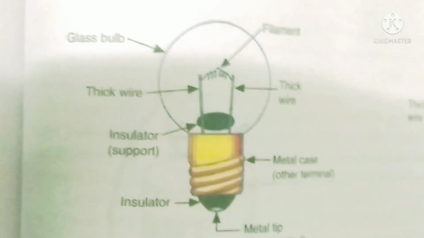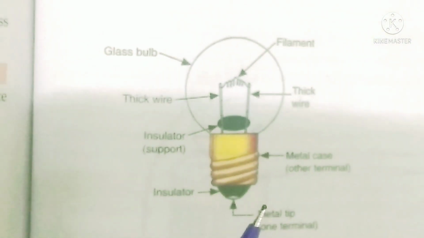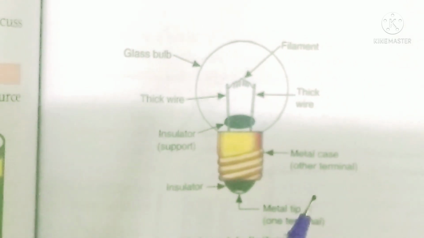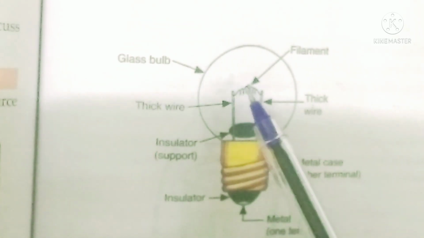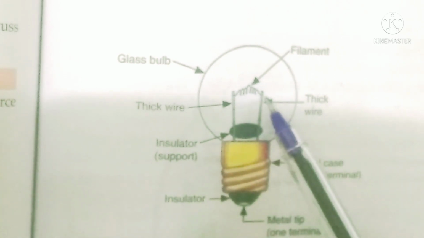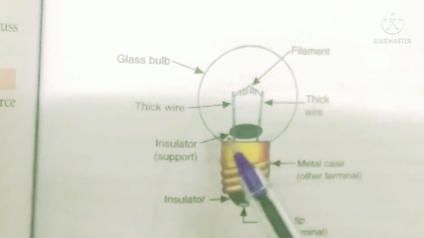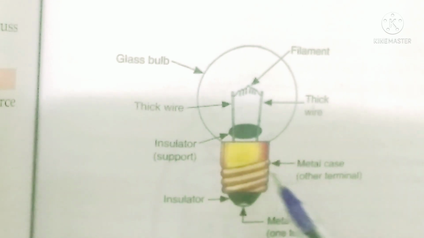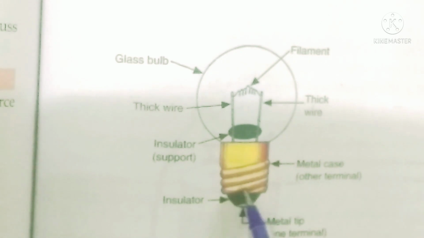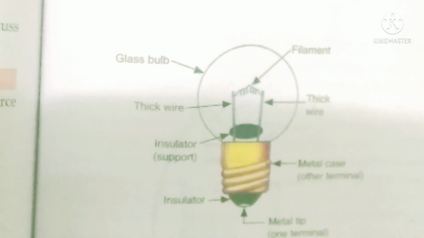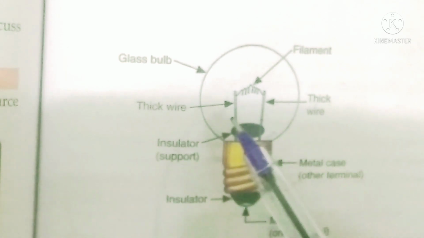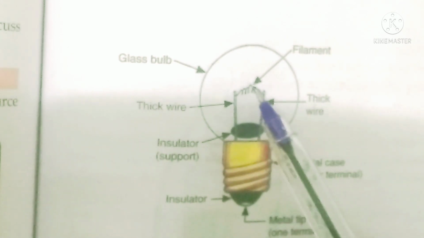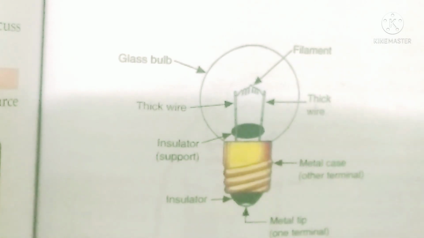Now here if you see the picture, this is the glass container, which is called the glass bulb, and inside this you can see there is a thick wire here, another thick wire here, and here there is an insulator which supports them. Here there is a metallic case, and its top is also metallic, but in between you have insulators. Now these two thick wires are connected by a very thin spring-like wire which is called the filament.